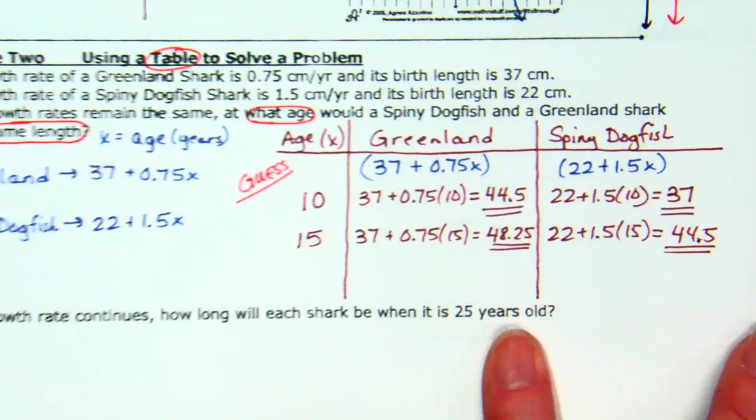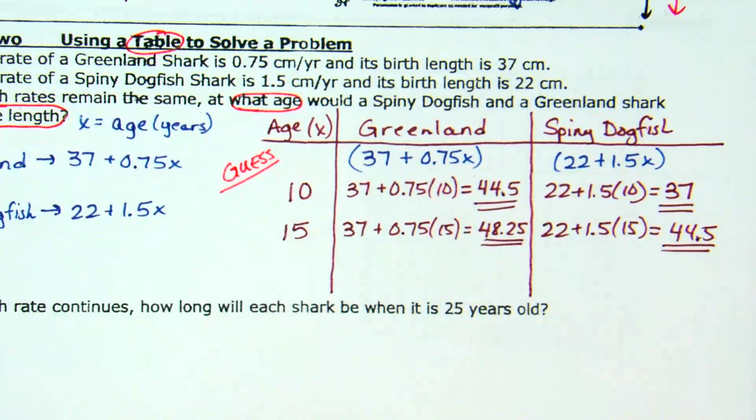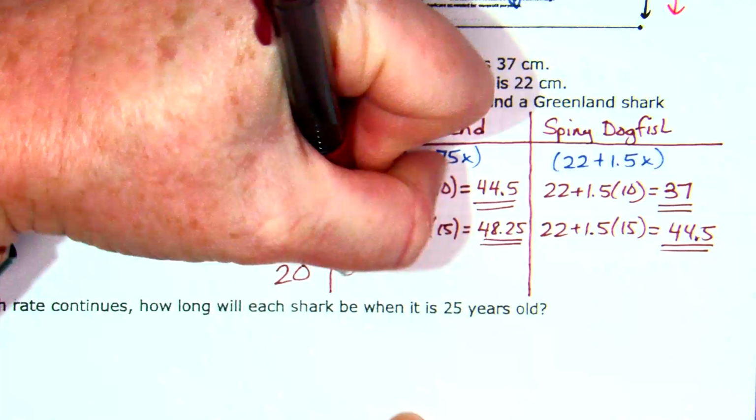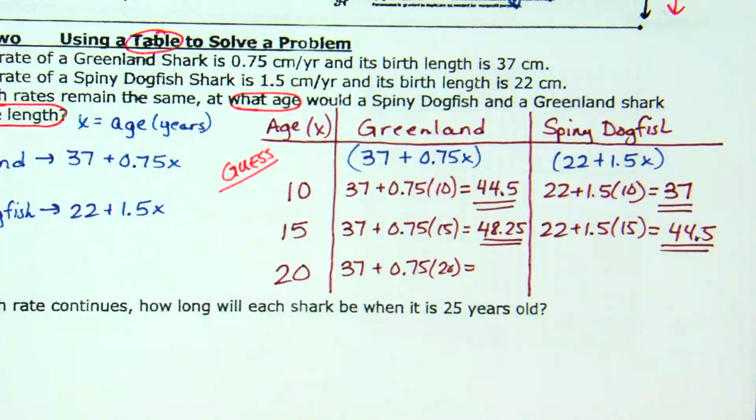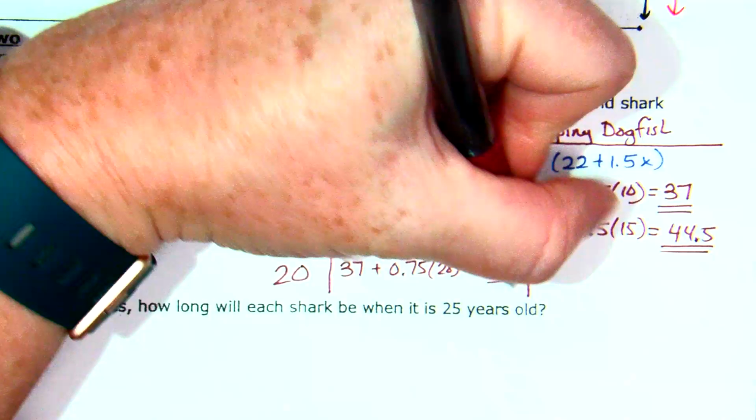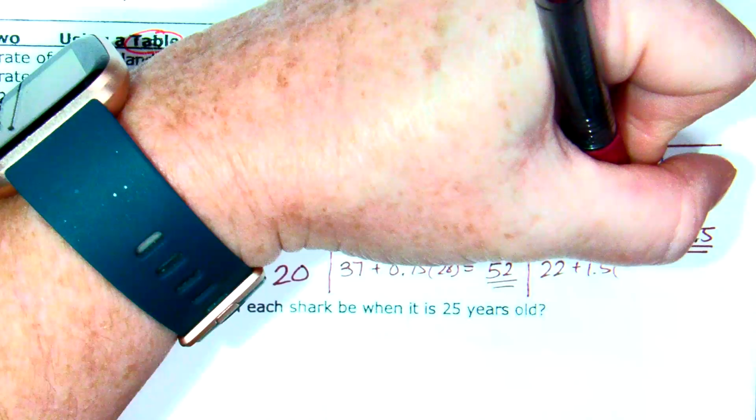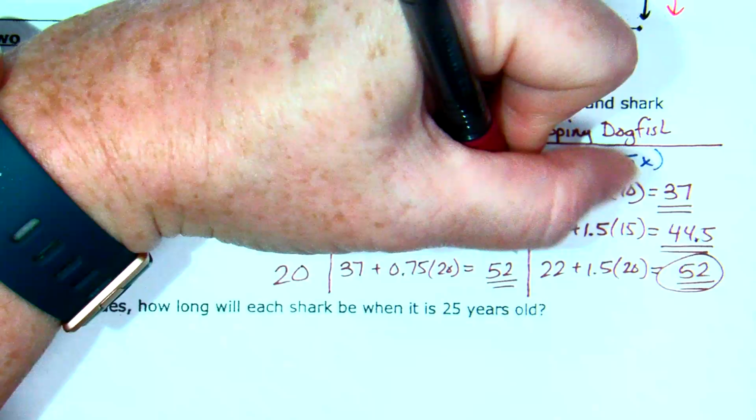No. So you're going to guess again, right? Oh, I got it. 20. Let's do 20. You want a guess of 20? Yeah. I did it quick. 37 plus 0.75 times 20. Well, 0.75 times 20. Move the decimal once for the 0, and then multiply by 2. What do we get here? 52. What about on the other one? 52 as well. 22 plus 1.5 times 20 also ends up being 52.